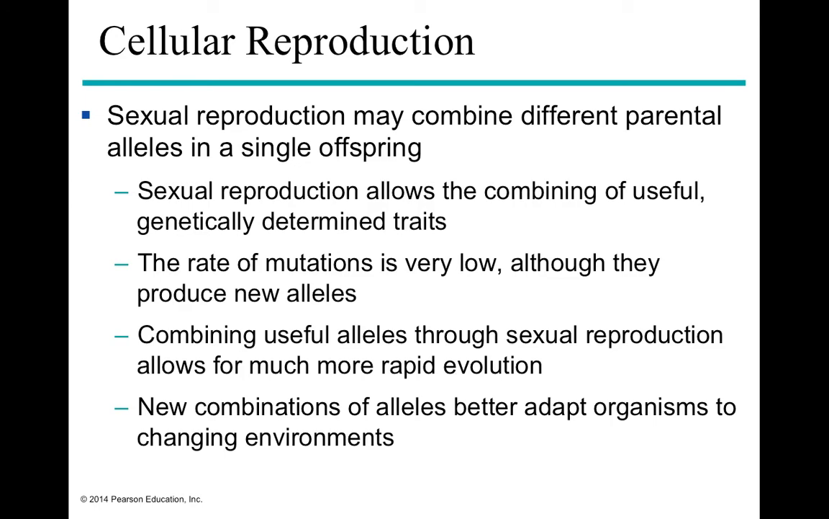Even though the mutation rate is very low, we are still able to create new alleles through mutation. And when these useful alleles are able to be combined through sexual reproduction, that means that evolution can occur at a faster rate, right? So we have individuals that have better chances of survival and reproduction than others. And this allows for the combination of alleles to change. And that means that the organisms, and it says adapt organisms, but just to be clear, organisms themselves don't adapt. The population as a whole adapts to a challenge of a changing environment.